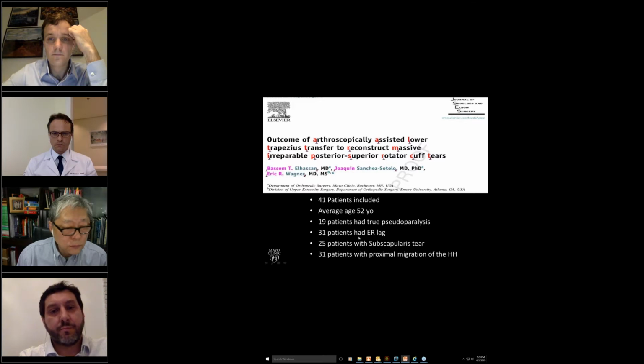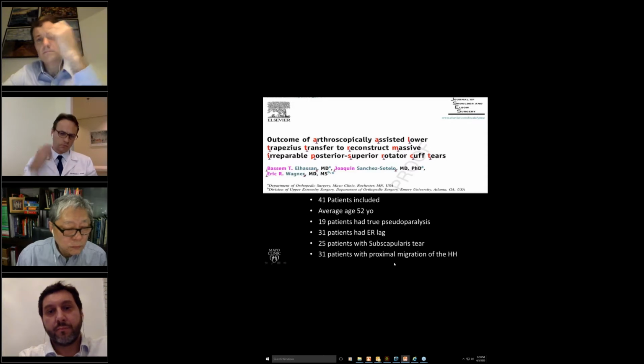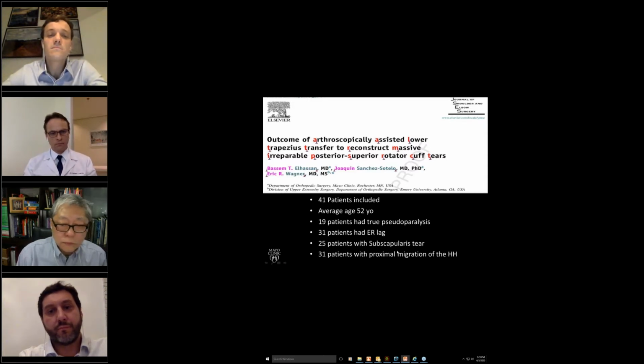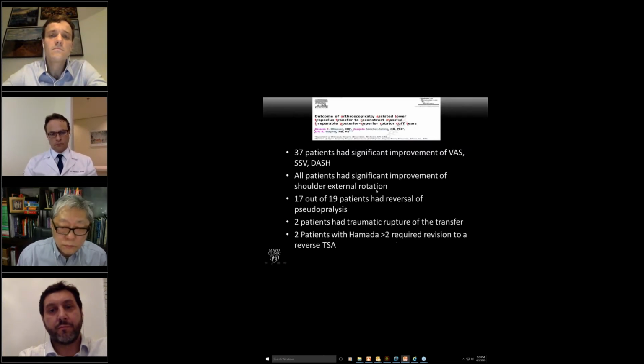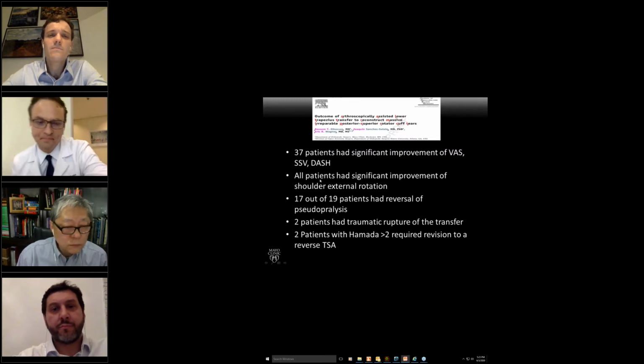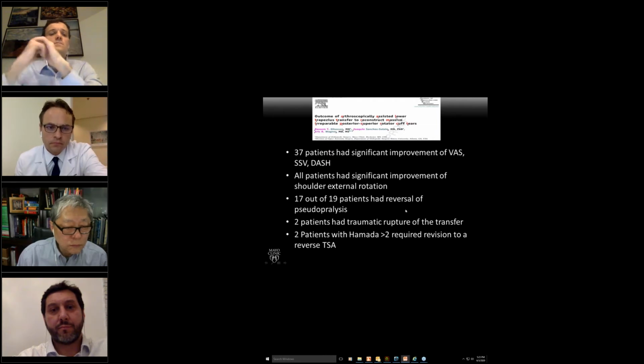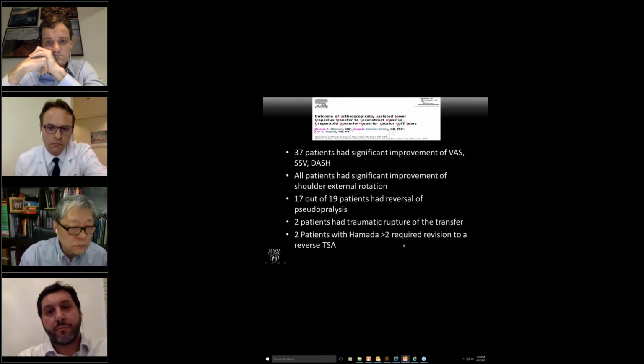And some of them have pseudoparalysis, ER lag, and subscap tear. That does not affect the outcome as long as it's reparable. And a lot of them have proximal migration. Also, it does not matter if they have proximal migration or not. 37 patients had a significant improvement in all parameters, and the shoulder external rotation specifically was really excellent in almost all of them. 17 out of 19 had reversal of pseudoparalysis, 2 had traumatic rupture, and 2 needed reverse shoulder arthroplasty.